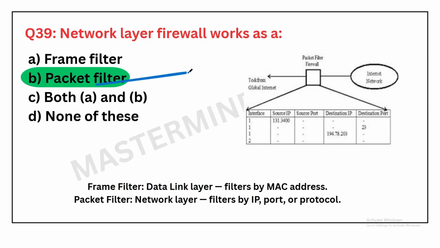Frame filter operates at the data link layer, examining and filtering data frames based on MAC addresses to control access within the local network. Packet filter operates at the network layer, analyzing packets using IP addresses, ports, or protocols to control traffic between networks. Question number 40.